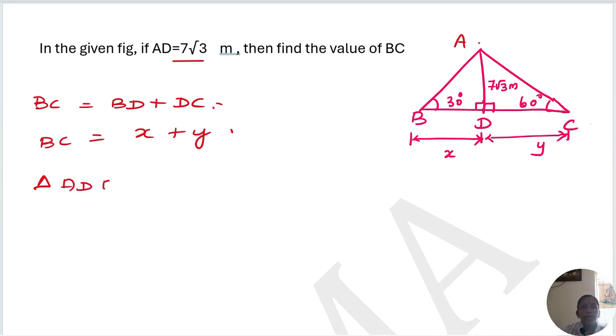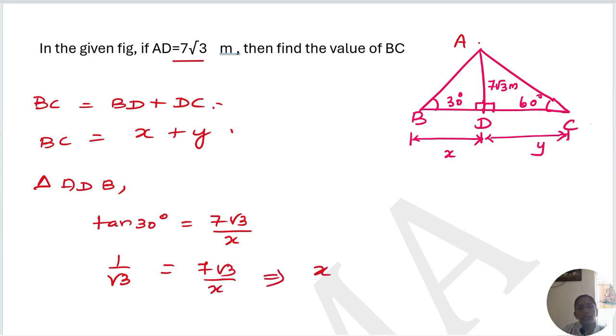So triangle ADB. Tan of 30 degrees is equal to the opposite side 7 root 3 divided by x, and this is 1 by root 3, 7 root 3 divided by x. So x is equal to 7 root 3 into root 3. So 7 3s are 21. x is equal to 21 meters.